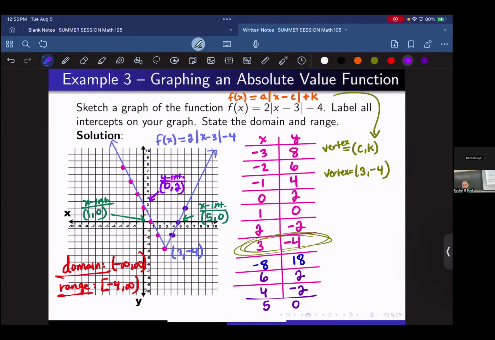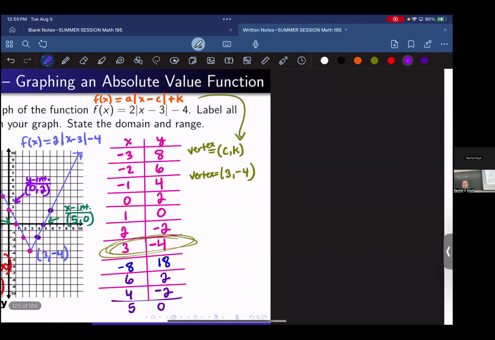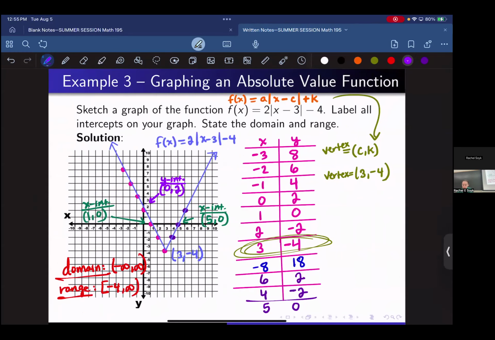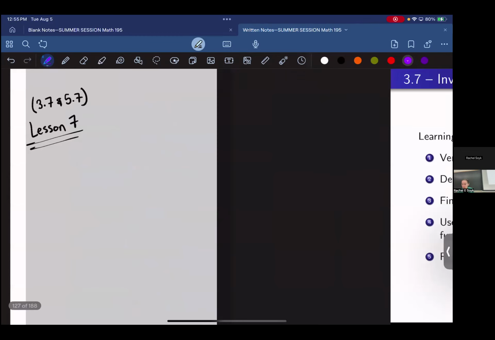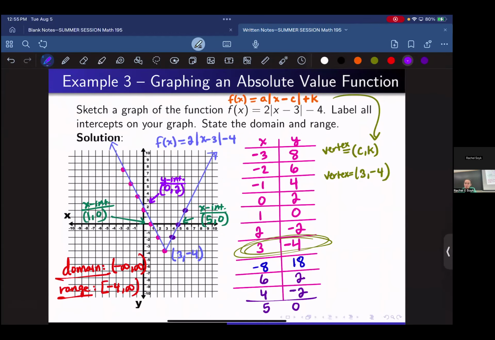So this concludes our section 3.6. And then our next section is going to be inverse functions, but I'm going to give you guys a bit of a break.